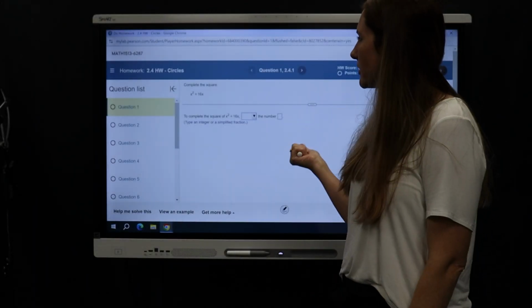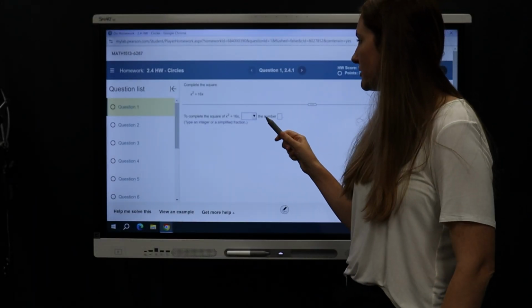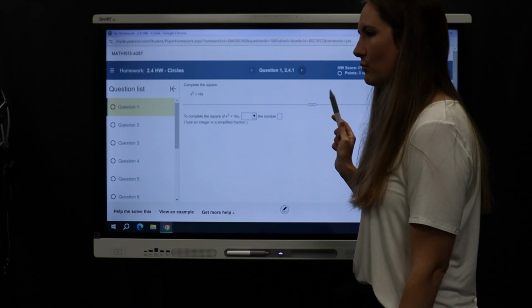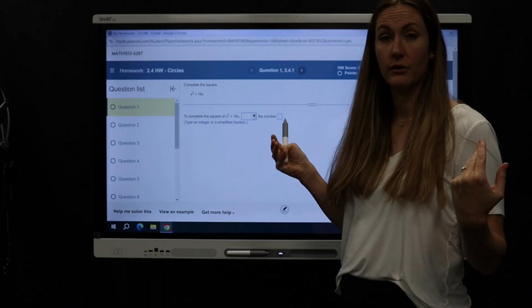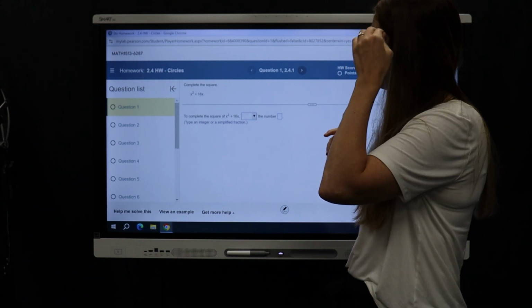Everyone. We're going to be going over circles today. We're going to start off with completing the square because this is important later on when we have to convert circles from different forms. So let's just get started.